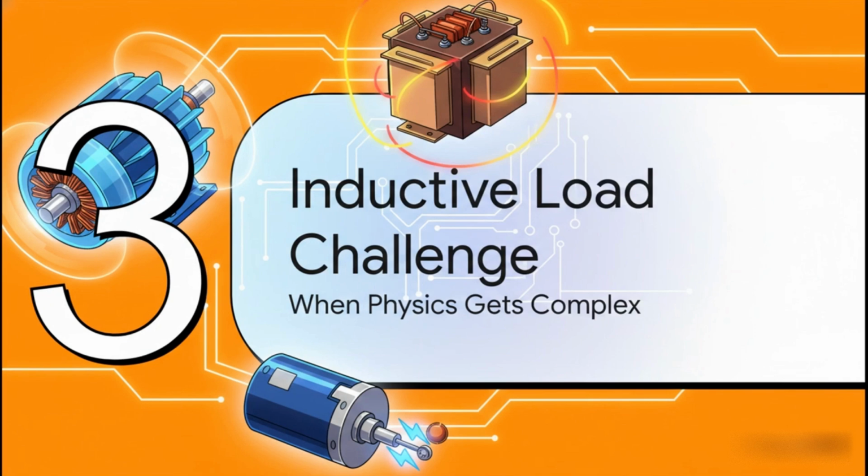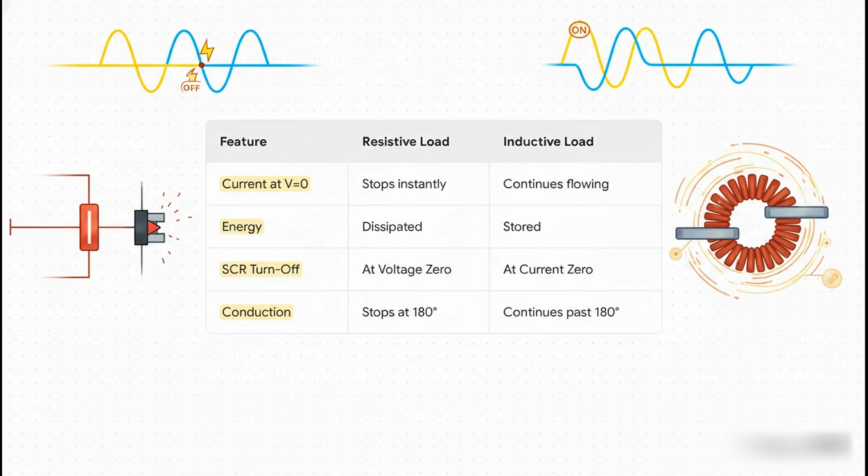Okay, so we've got resistors figured out. But let's be real. The world runs on things like motors and transformers. It runs on inductive loads. And as soon as we swap out that simple resistor for an inductor, things get a whole lot more complicated. This table really nails the key differences. For a resistor, the moment the voltage hits 0, the current stops. Dead. The switch turns off. But an inductor is different. It stores energy in its magnetic field, and it absolutely hates changes in current. So even when the source voltage crosses zero and goes negative, the inductor's collapsing magnetic field acts like a battery and keeps forcing current to flow.